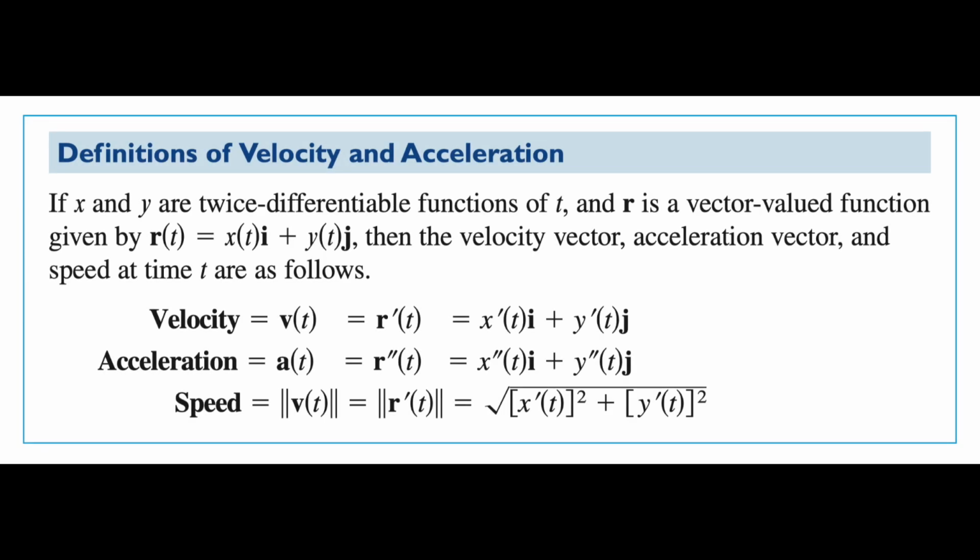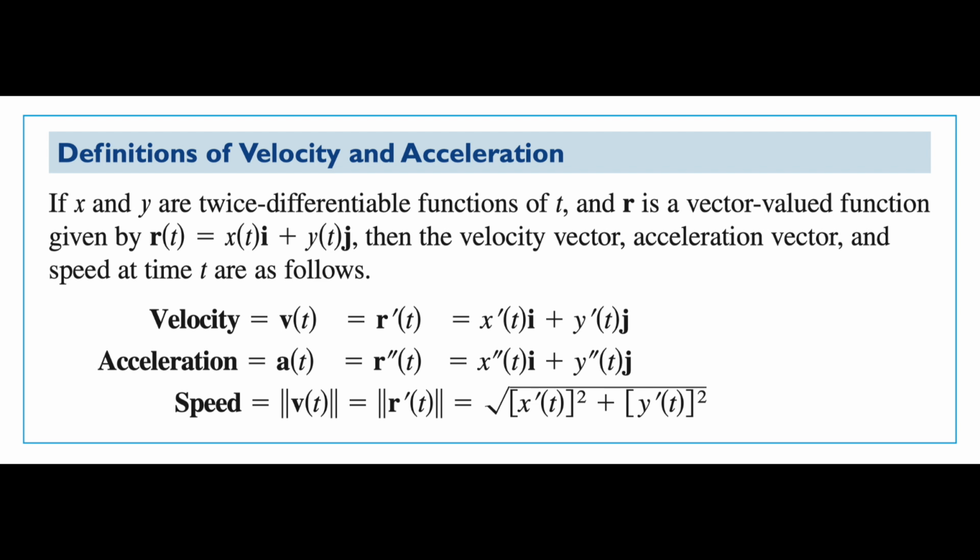If we have a vector valued function r(t) equals x(t)i plus y(t)j, where x(t) represents the function of the motion along the x-axis and y(t) represents the function of the motion along the y-axis, we can simply use derivatives to find the velocity vector and acceleration vector functions, which are represented in the image you see right now.